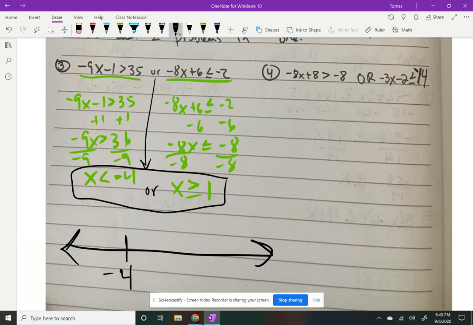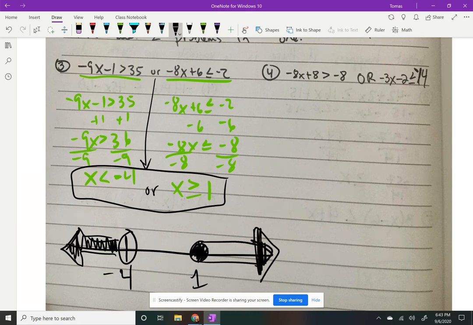I also know x is going to be greater than 1. So right here, less than negative 4 means it's an open circle. Less than would be to the left, so I shade to the left. X is greater than or equal to 1, so at 1 I have to shade in this one because it's equal to. And it says greater, so that means to the right. And there we go.